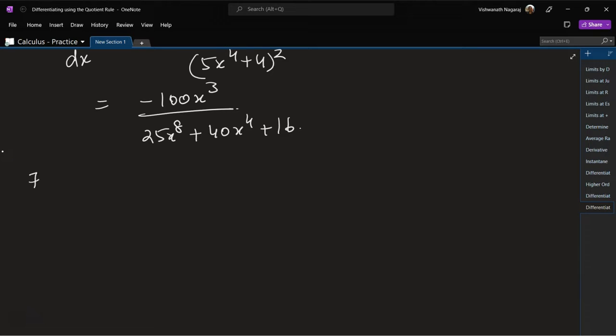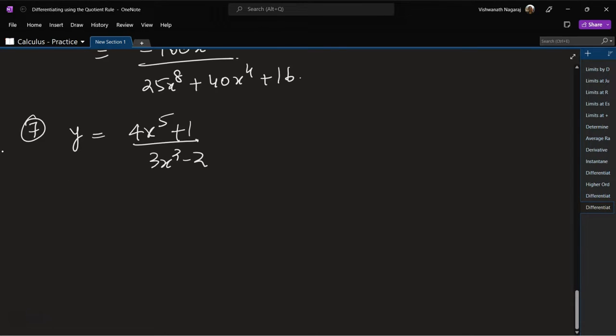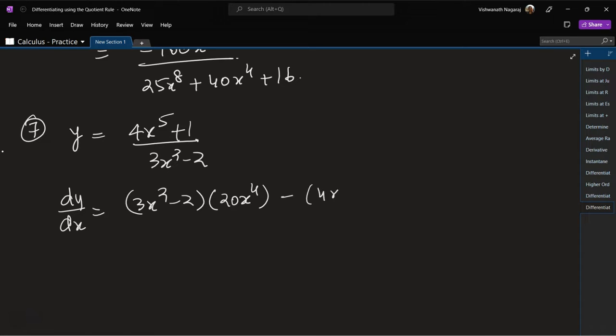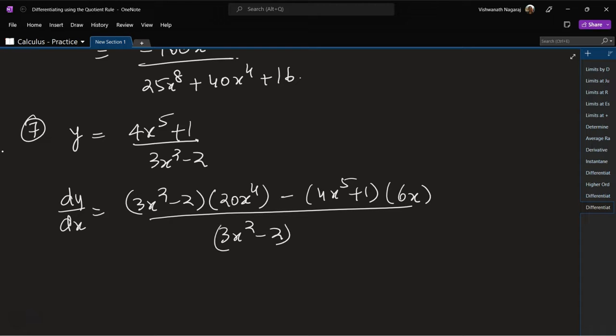Okay, seventh one. Let's change gears now. Y is equal to (4x⁵ plus 1) divided by (3x square minus 2). Just follow the same procedure. So dy by dx is equal to the denominator as it is, the derivative of the numerator, so 20x⁴, minus the numerator as it is, the derivative of the denominator, so 6x, divided by (3x square minus 2) square.